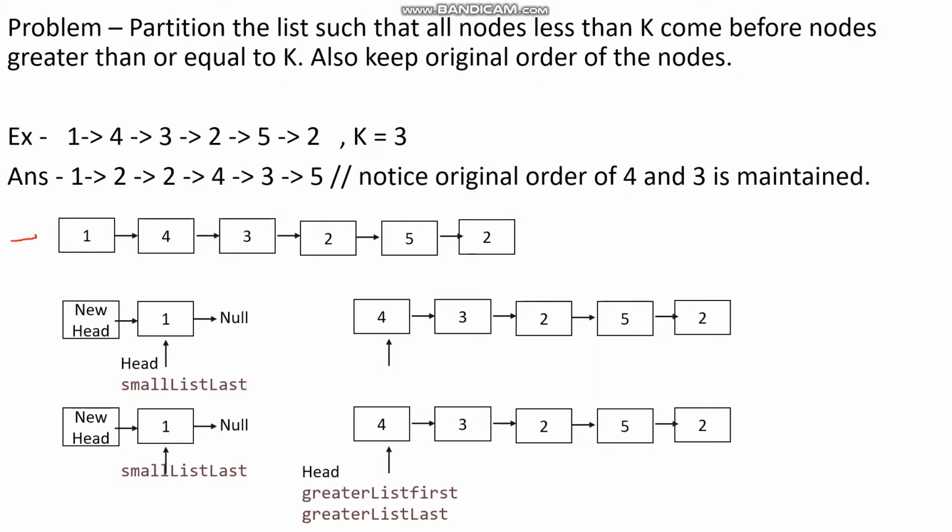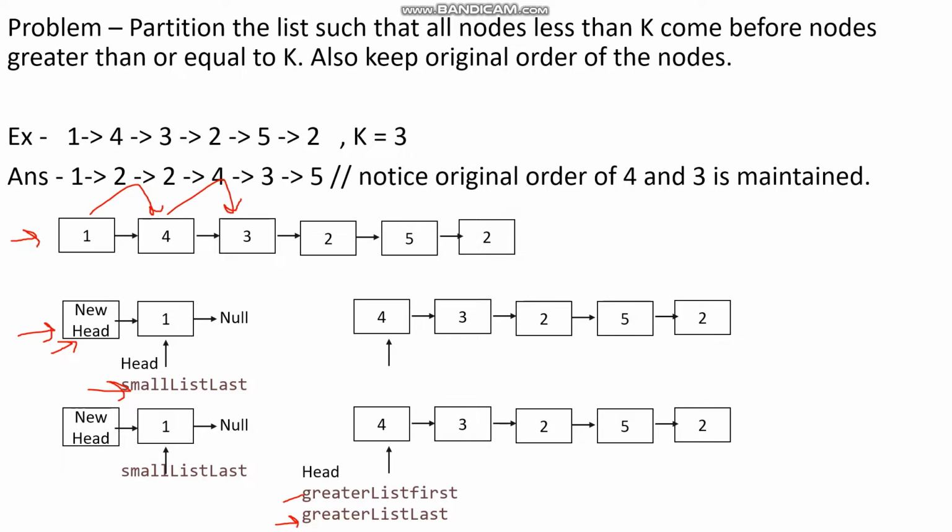So here is our algo. We will be iterating the list one node at a time, and we will be using 3 pointers. A small list last, which will point to the last node of the small linked list; greater list first, which will point to the first element of the greater list; and greater list last, which will point to the last node of the greater list. Initially we will create a new head node, and we will point it to the first node of the smaller list.